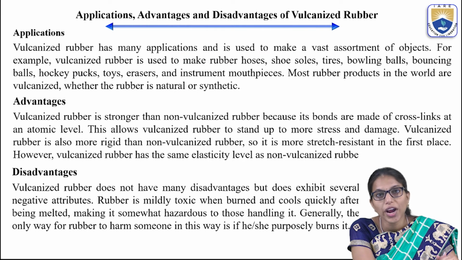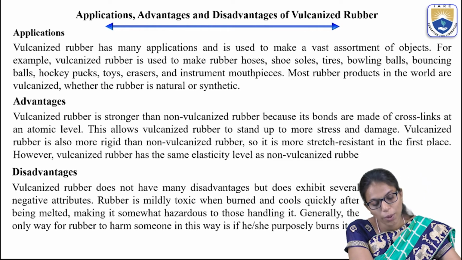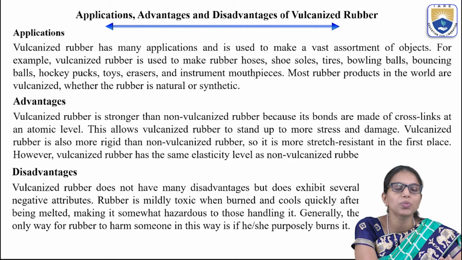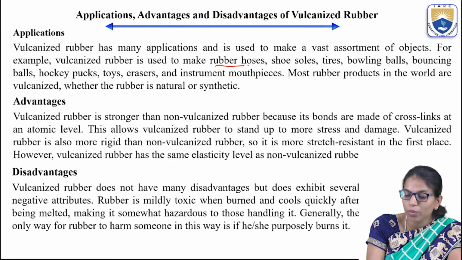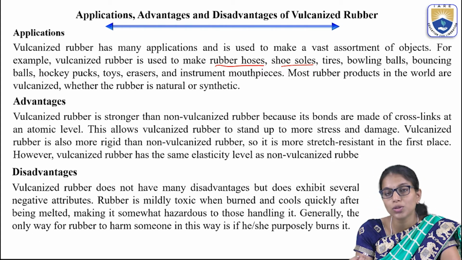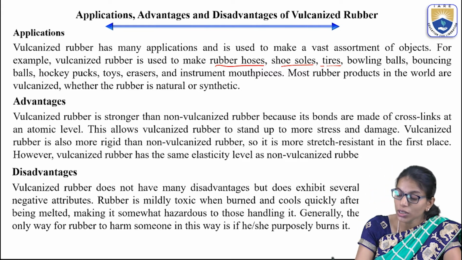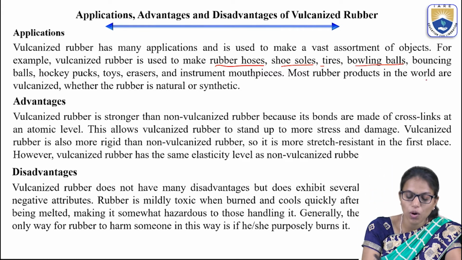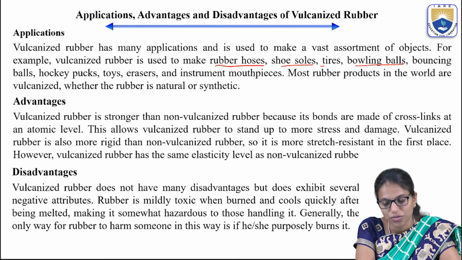Now coming to the applications, advantages and disadvantages of vulcanized rubber. Vulcanized rubber has many kinds of applications. For example, vulcanized rubber is used to make rubber hoses and shoe soles. The shoes we are wearing, for the sole we are using vulcanized rubber. Tires, as I've said, good quality tires, especially for load bearing capacity. Bowling balls, bouncing balls, hockey pucks, toys, erasers, and instrument mouthpieces, etc.